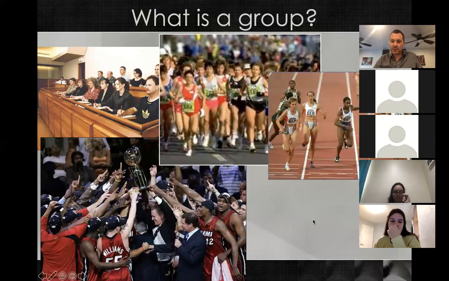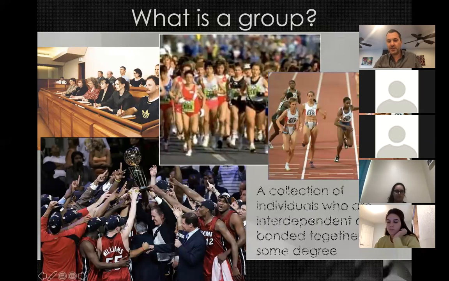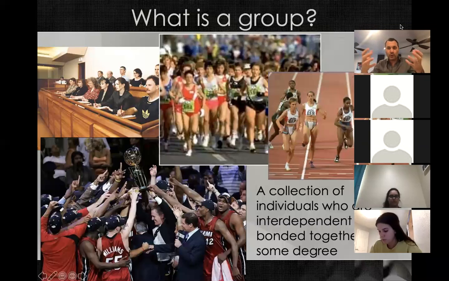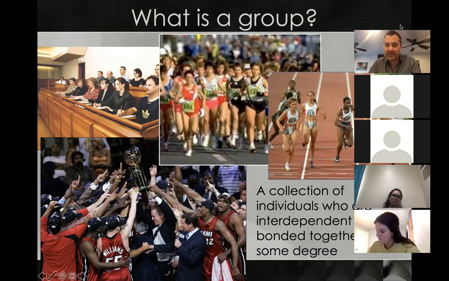In particular, in social psychology, when we're talking about groups, we're typically talking about a collection of individuals who are interdependent to some degree, okay? Or who share a common goal in some way. So in this case, a jury would count as a group because they all have to work together towards a common goal of reaching a verdict, guilty or not guilty. The Miami Heat certainly would be a group. They have to work together to win games.